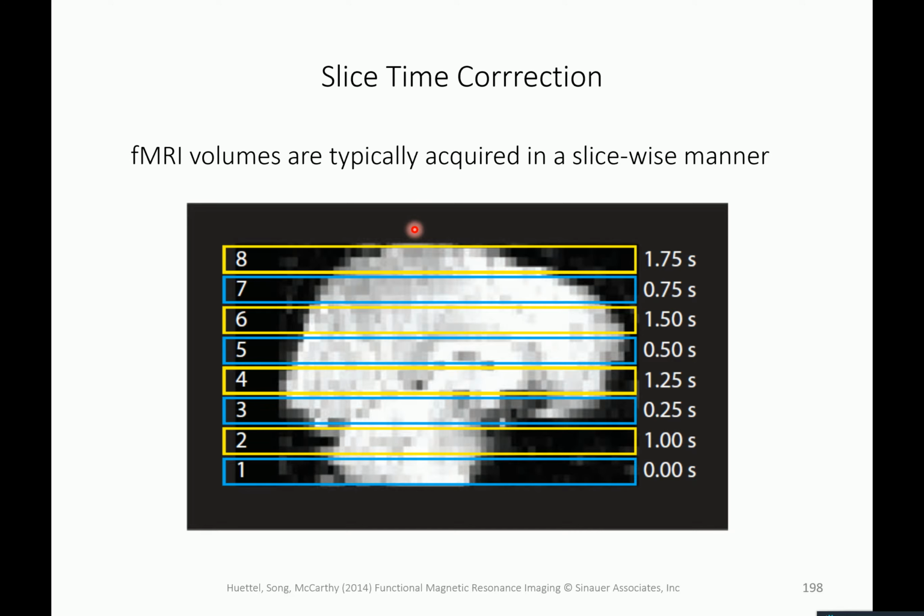And then the in-slice spatial imaging is done by a Fourier transform. That's 2D Fourier transform imaging, which we'll discuss in more detail. But this is the common way, so that you have a slice-based acquisition.